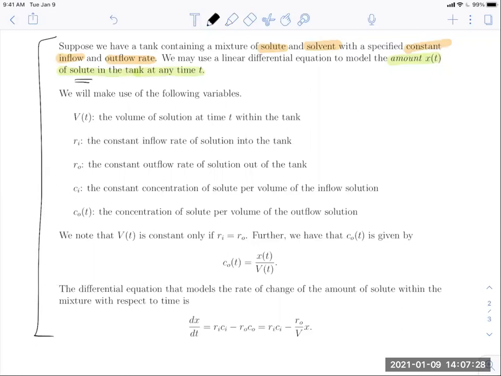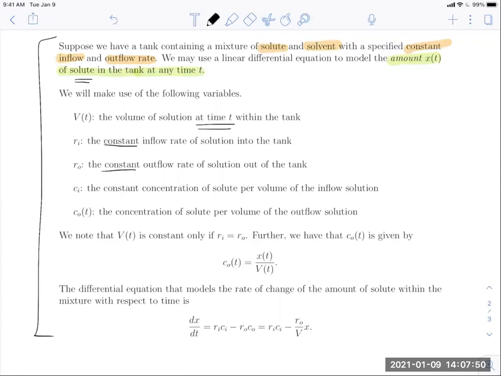All right, so here's a list of all of our variables. V of t is going to be the volume of the solution at a time t within the tank. Notice that this is dependent on our independent variable t. We have the constant inflow rate of the solution, again, constant, so independent of t. We also have the constant outflow rate, which is R sub O, so Ri and Ro.